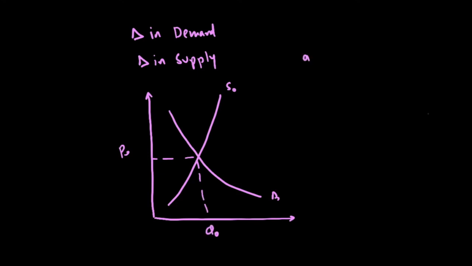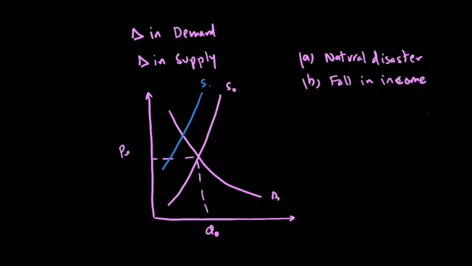Number one, there is a natural disaster, and number two, there is a fall in income. So if there's a natural disaster, we know the supply curve will fall. If there's a fall in income, we know the demand curve will also fall. Now the question to ask is, what happens to the quantity and what happens to the price?